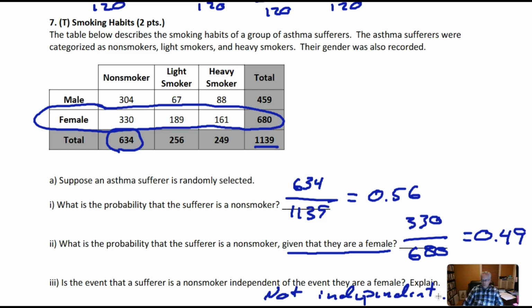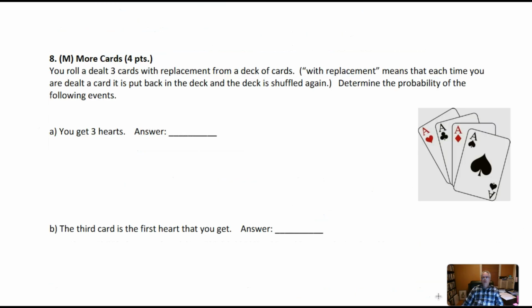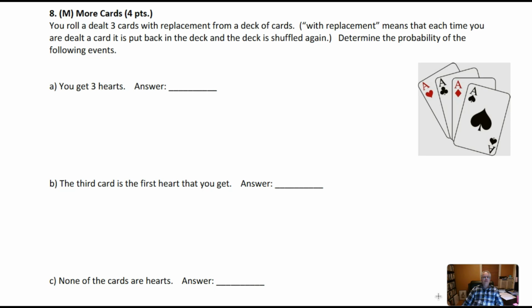Okay, here we go. So we're near the end here. It says you're dealt 3 cards with replacement from a deck of cards. With replacement means that each time you're dealt a card, it's put back in the deck and shuffled again. That means the cards are independent, all right? Whatever you get for the first card is not affecting what you get for the second card. So determine the probability of the following events: that you get 3 hearts.